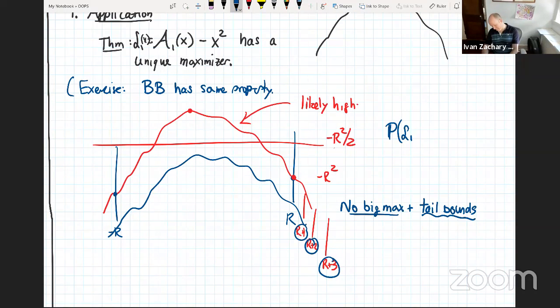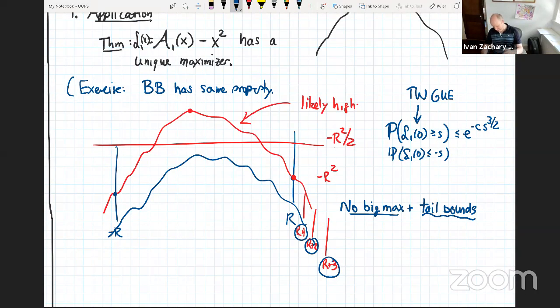And it actually comes from the fact that this L1 of 0 is distributed according to the Tracy-Widom GUE distribution. And for that, we know things like the probability you're bigger than s is like e to the minus some constant s to the 3/2, and the probability that you're less than minus s, and of course the same is true by stationarity for the thing, is less than e to the minus some constant s cubed.